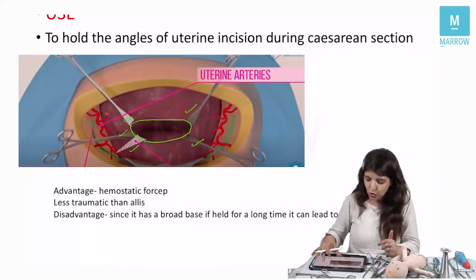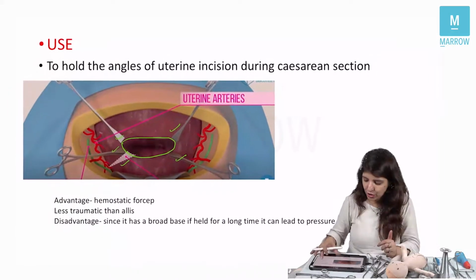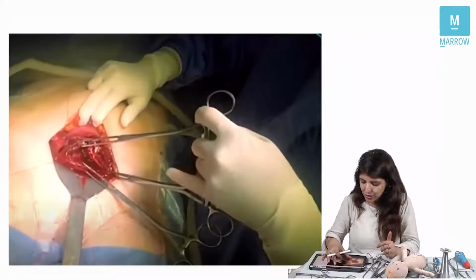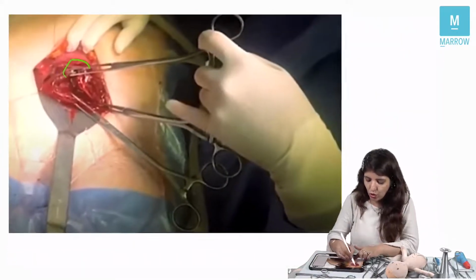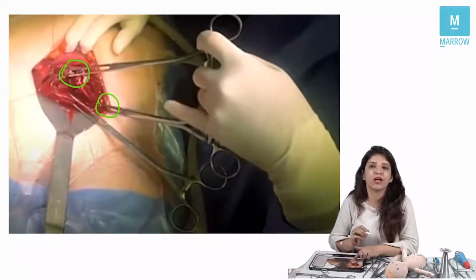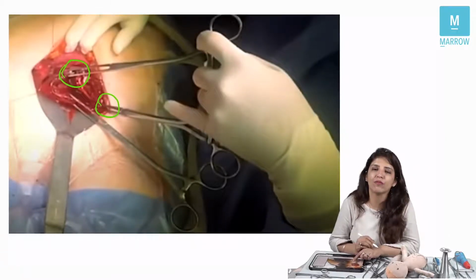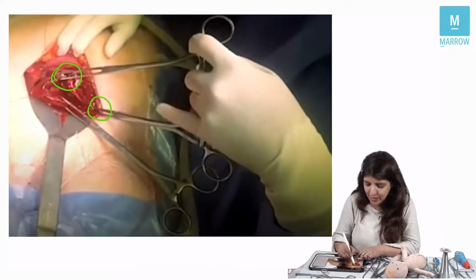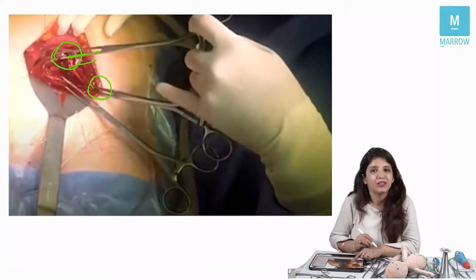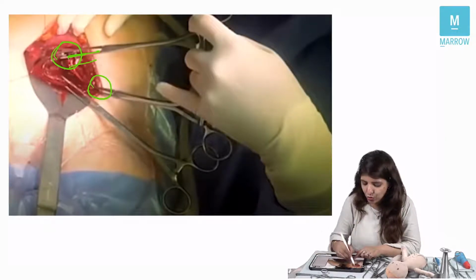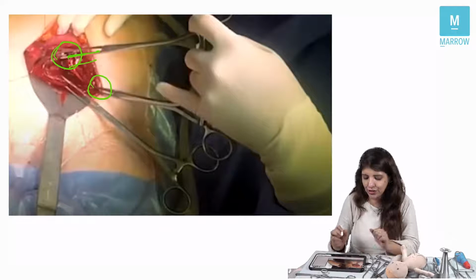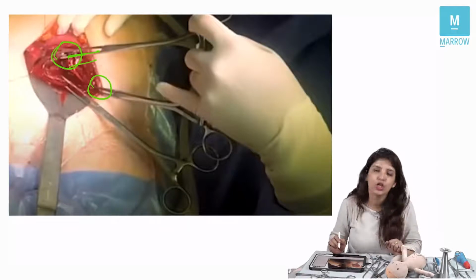Just in case you don't have a Green Armytage, you can also see here a cesarean is being done where to hold the uterine incisions we are using Allis. Now, without even seeing the blades, I am telling you this is Allis. Why? Because I can see the gap here. There is a gap between the blades. The moment you see a gap between the blades, you know that it has to be Allis forceps, right?